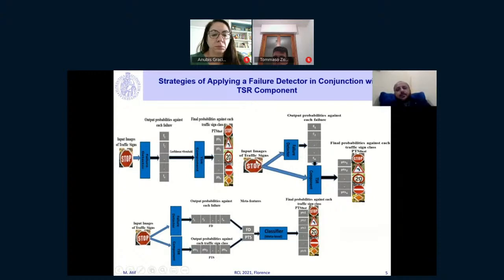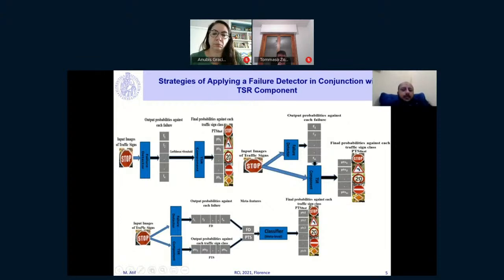The other one is we will pass a traffic sign to the failure detector, and the failure detector will give us probabilities against different failures, and those probabilities given by the failure detector, in conjunction with the input image, will be provided to the TSR component. So the TSR component will process the input image and these output probabilities, and the TSR component will finally decide the output class for that specific input image.